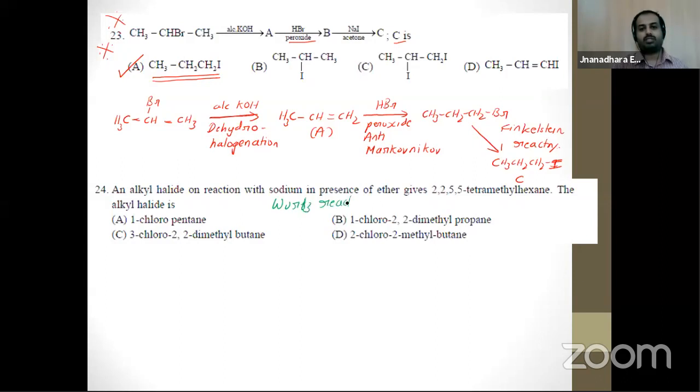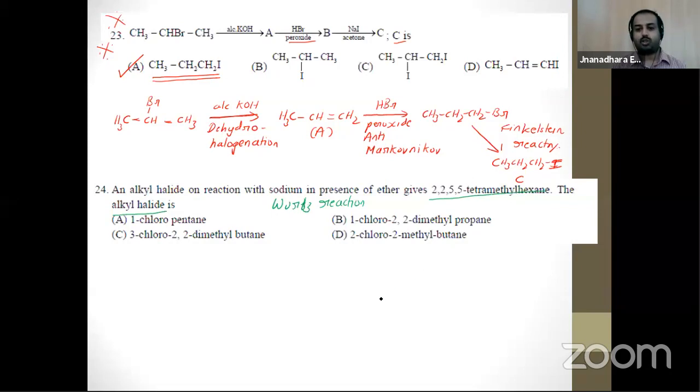Wurtz reaction. The product alkane is given, and from that you have to figure out what the alkyl halide is. We have already solved a question of this type in our second worksheet, the hydrocarbons worksheet, wherein you write the structure of the alkane.